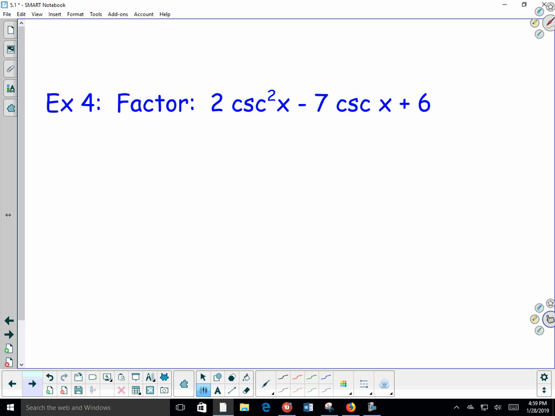All right, let's take a look at example 4. So we're factoring 2 cosecant squared x minus 7 cosecant x plus 6. I don't see any common factors to factor out here, but I do notice that this term has cosecant squared, this one has a cosecant to the first, and this one is just a constant term. Well, that kind of reminds me of factoring a 2x squared minus 7x plus 6. And you are all experts at that. We could use product sum, right? The product sum technique might work for this guy as well.